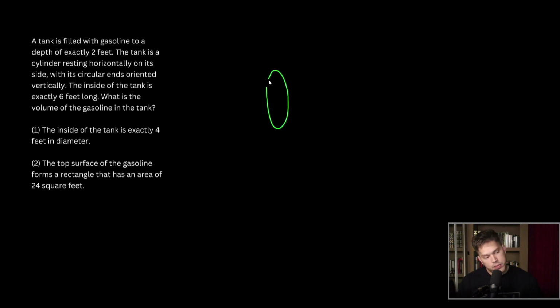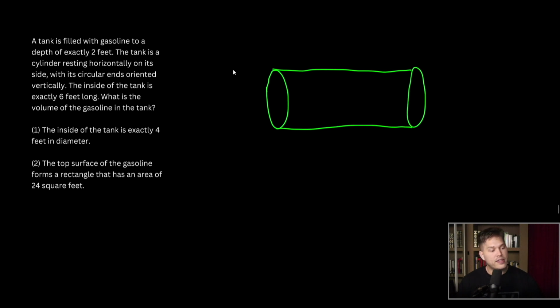So we have some tank that's situated horizontally, and it's a cylinder. And we have gas that's filling up the tank at a depth of 2 feet. So we know that this distance here is 2 feet. Okay. What does statement 1 say? It says the inside of the tank is exactly 4 feet in diameter. So this tells us that we have a diameter of 4 feet.